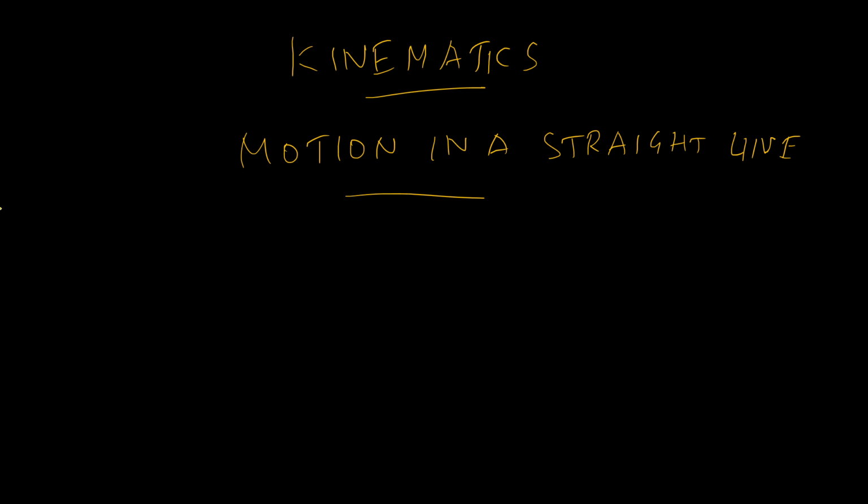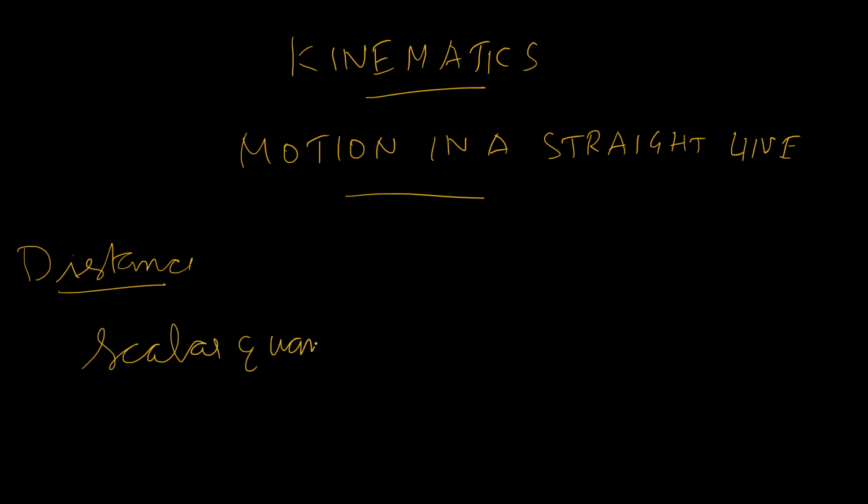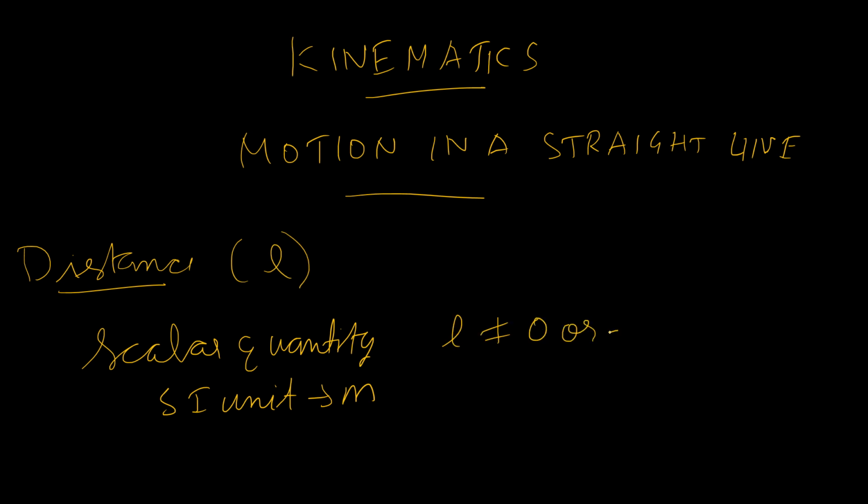The first thing that we need to know in this chapter is distance, or path length covered. The length of the actual path covered by an object is called the distance. It is a scalar quantity and it can never be zero or negative during the motion of an object. Its SI unit is meter. Let me denote distance as L, and L cannot be zero or negative.